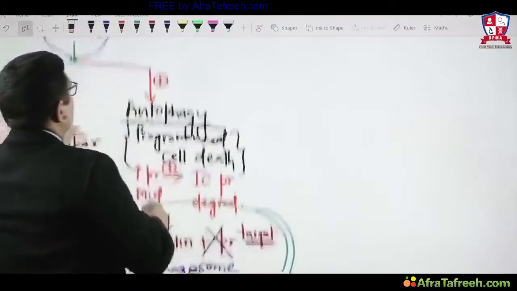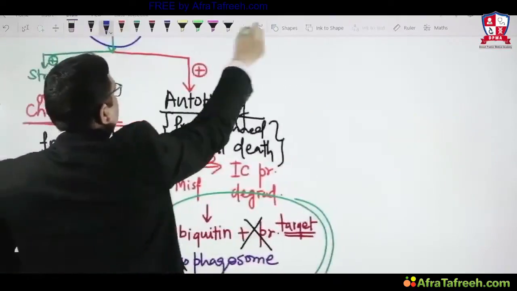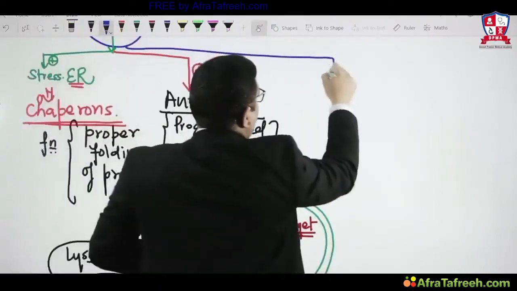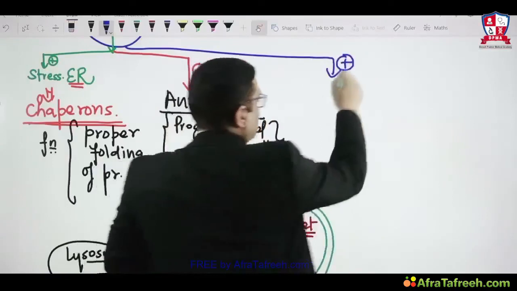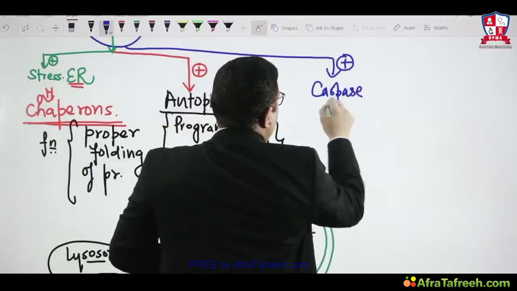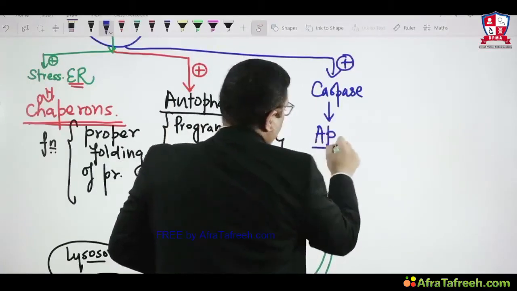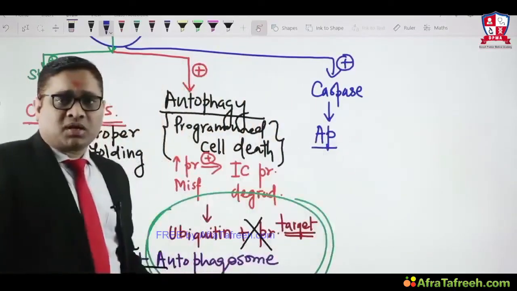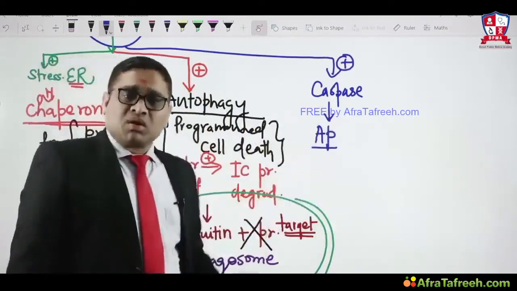Third thing: whenever there is excessive protein synthesis, this will induce caspase, right? And this caspase will remove the protein by apoptosis. So apoptosis will remove the excessive misfolded protein. So this is how the unfolded protein response works.